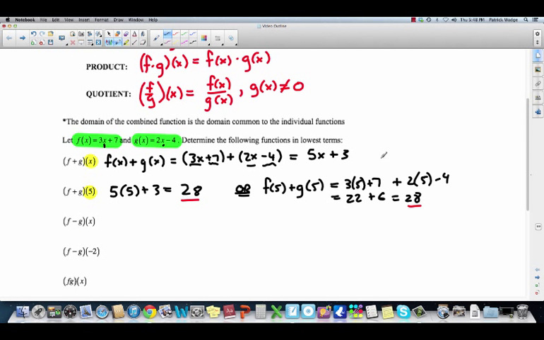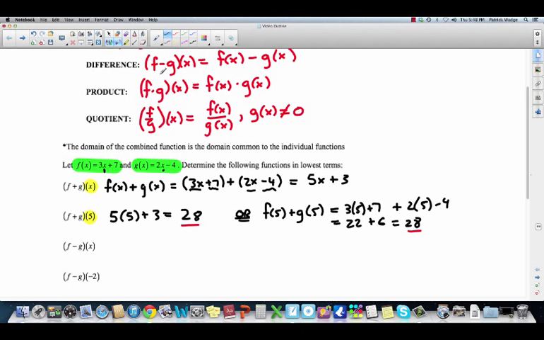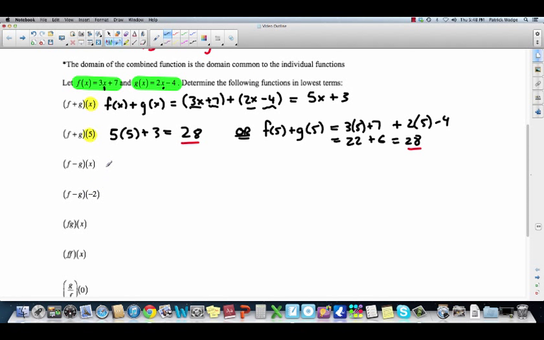Well, if we look up above a little bit, you'll see that f minus g of x is equal to f of x minus g of x. So what we need to do is figure out what's f of x, take away g of x. What is f of x? Remember, it's written right there. It's 3x plus 7. What is g of x? It's written up there. So we're going to subtract 2x minus 4.